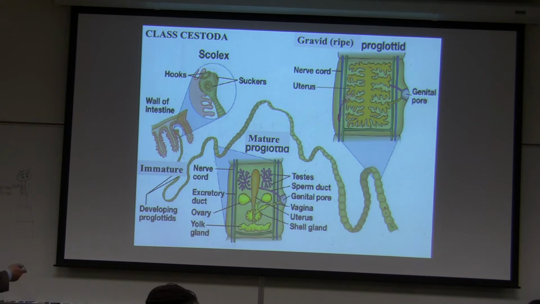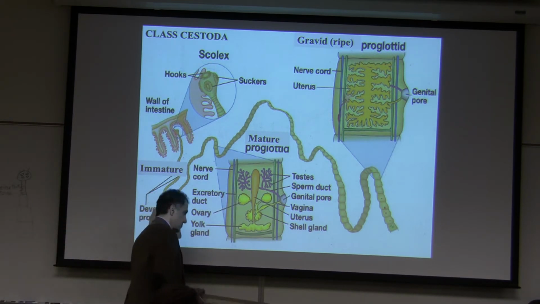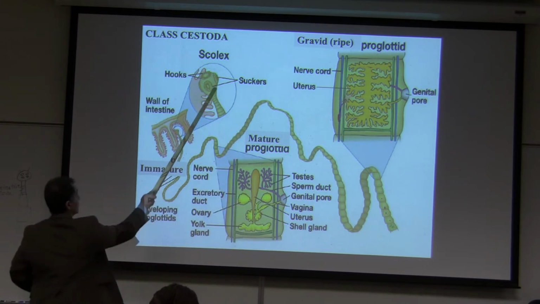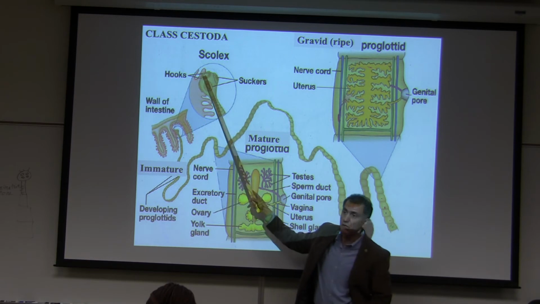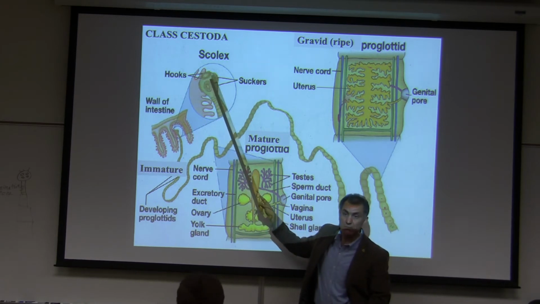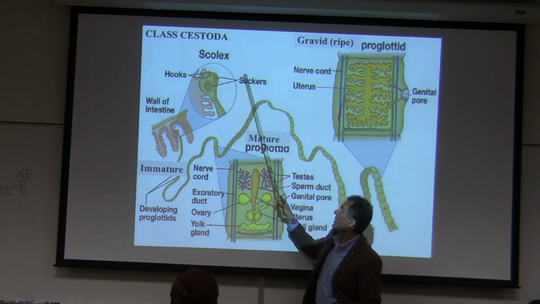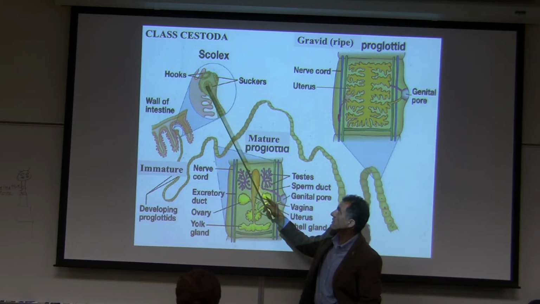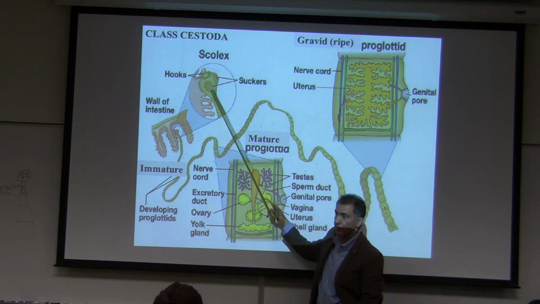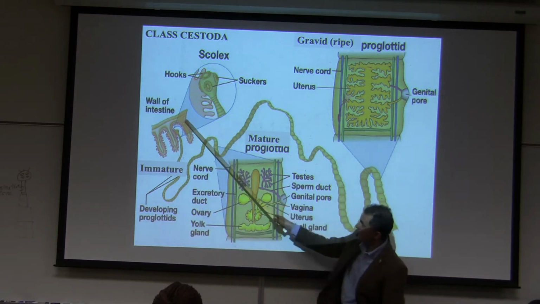Okay, here's the anatomy of it. Here's the scolex. I talked about it. I better put a ruler so the video catches it. Here's the scolex. Remember, some species have hooks, some don't. It doesn't mean that they have both hooks and suckers. Some species have suckers and do not have hooks. And what is the function of it? To attach to the intestine.